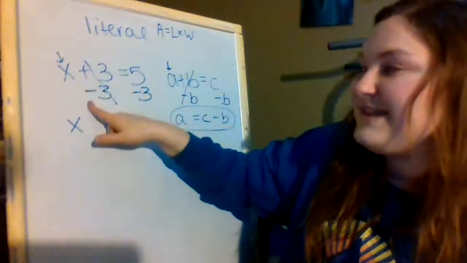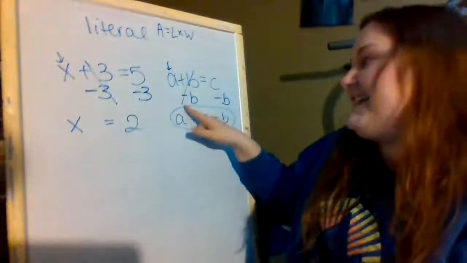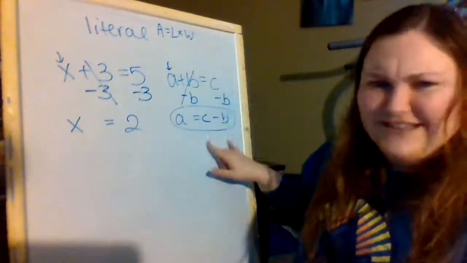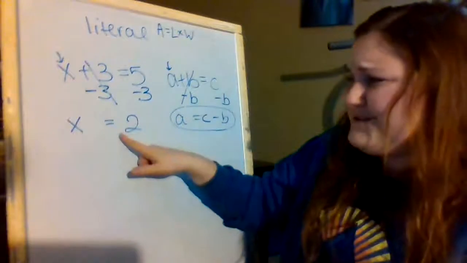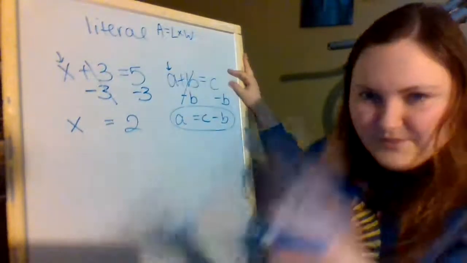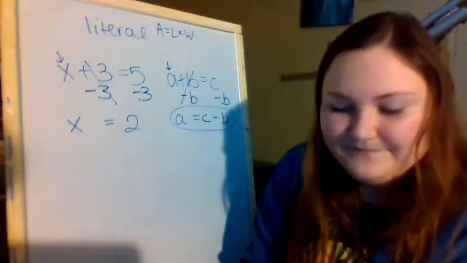In order to solve, we're doing the opposite of adding and subtracting. The only difference is going to be what these answers look like. The answers are going to look weird because we're used to it equaling a number. Since literal equations have multiple variables, our answer is going to have multiple variables in it as well.